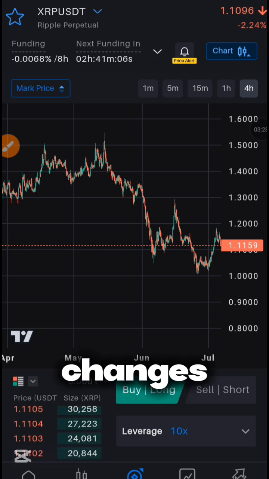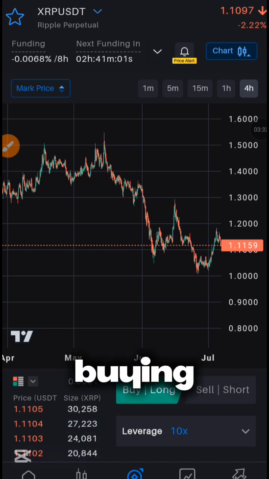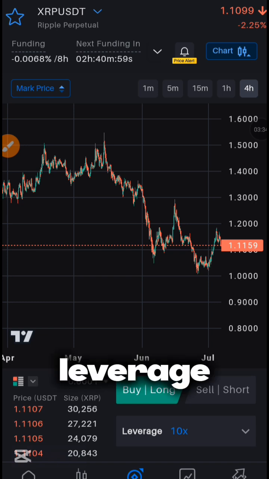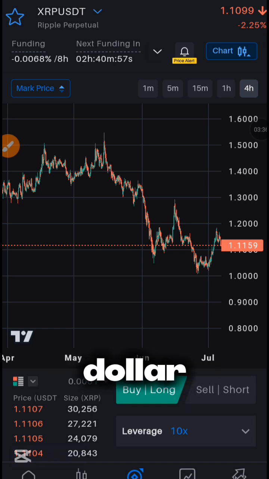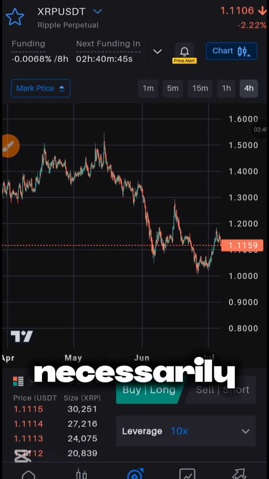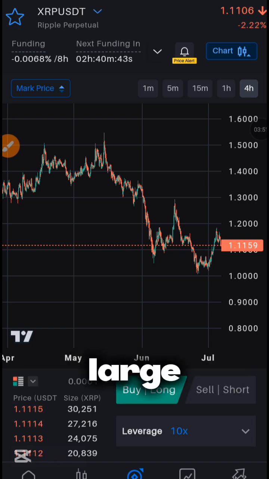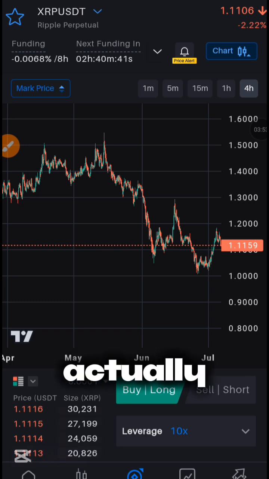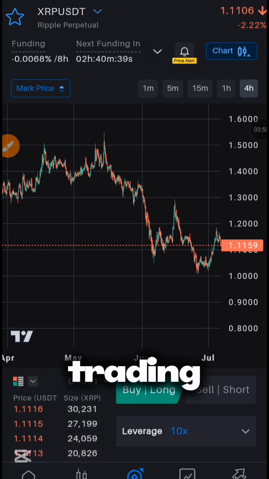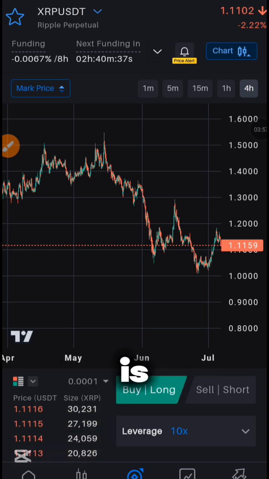Now, how leverage changes everything. Leverage is actually borrowing buying power. If you use 10x leverage and you have $100, you actually control buying power worth $1,000. If you use 20x, you control buying power worth $2,000. So you do not necessarily need a large amount of money before you can trade a token. All you need is leverage.